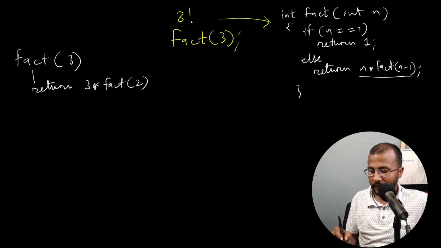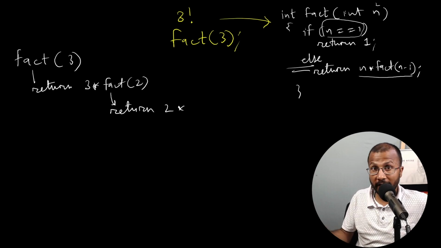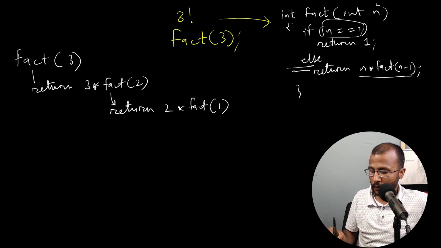Okay, now fact of 2 is again a call to the same function factorial. So whenever n is 2, what happens is 2 equals 1 is false. It will go to the else part. So this statement is executed: return n, which is 2, times fact of n minus 1, that is fact of 2 minus 1, which is 1. So fact of 1. So now fact of 1 will again call the same function, the factorial function.